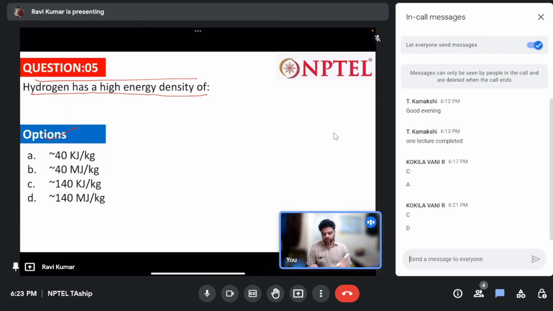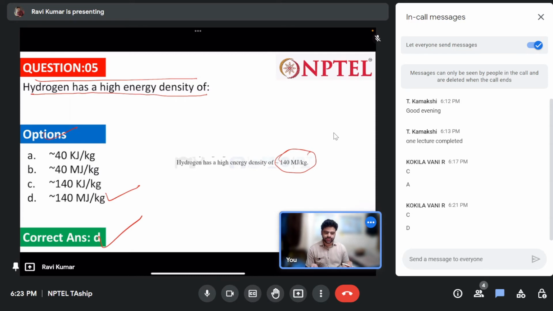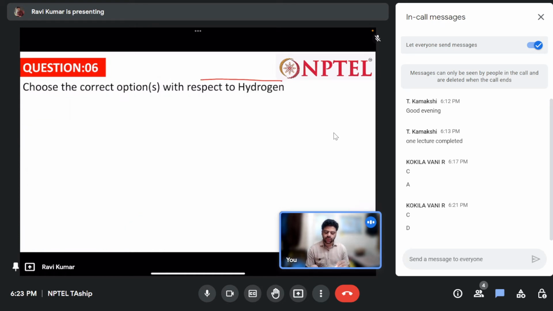D. Yes, Kokila, correct. 140 megajoule per kg. Option D is the correct answer. Great. Let's move to the next question, which says choose the correct options with respect to hydrogen.